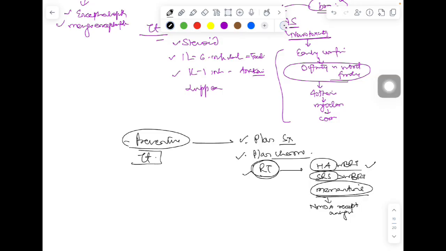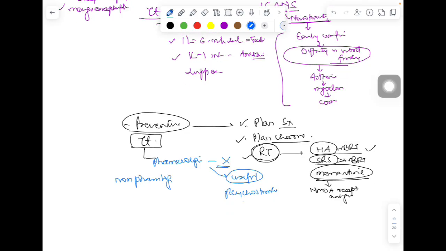Then the treatment. So what treatment do we have? We have two subsets, a pharmacological treatment approach and non-pharmacological. There is no successful pharmacological treatment. It is not so useful. They have tried psychostimulants, but the success is not there, like modafinil, donepezil. These are not working so well. So pharmacotherapy is not the preferred one. Non-pharmacotherapy is the preferred treatment modality.